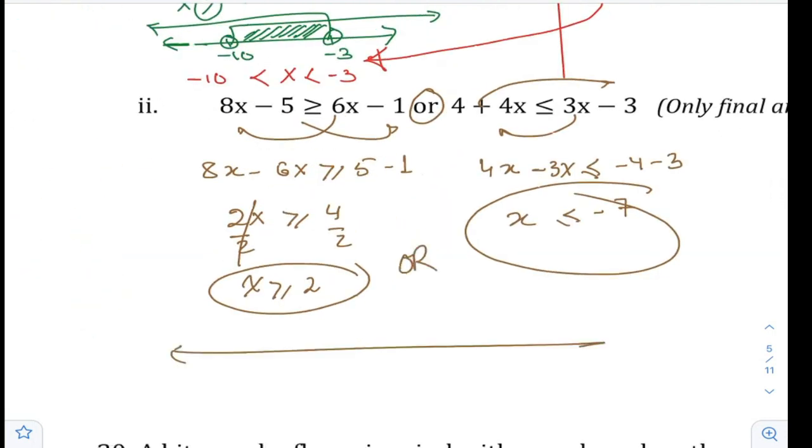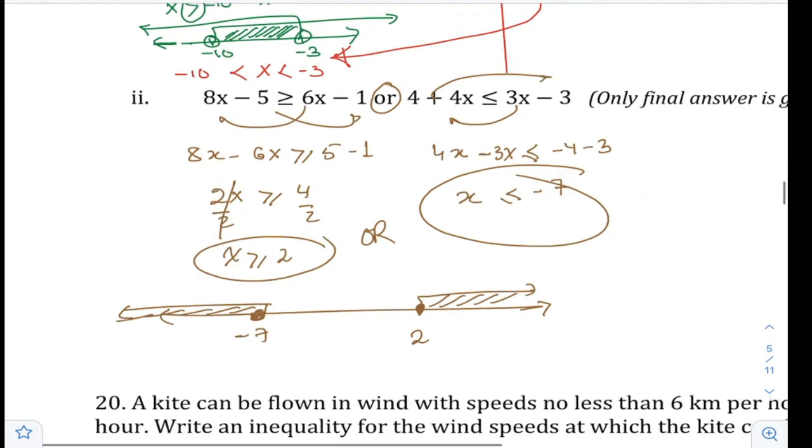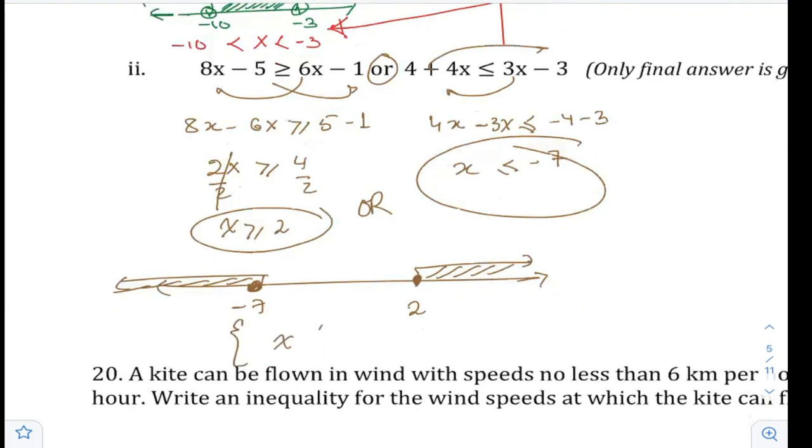So on the number line, we will show that we have -7, closed circle. We have a 2 closed circle as well. X is more than or equal to 2, so it's to the right of 2, less than or equal to -7, so it's to the left of -7. And the solution we can say x such that x is more than or equal to 2, or x less than or equal to -7.